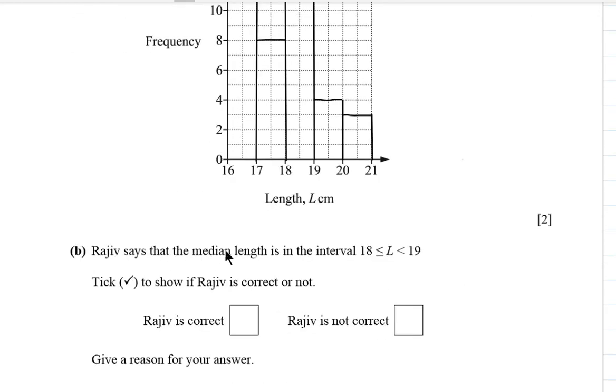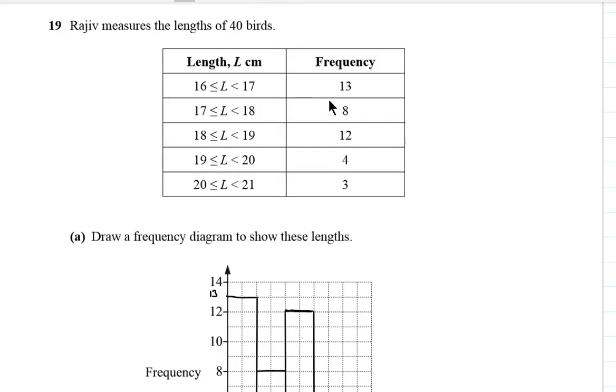B. Rajiv says that the median length is in the interval 18 to less than 19. Tick to show whether Rajiv is correct or not. The question now is how we can get the median group or the median class when we have a frequency table. It's very, very easy. Look please at the total number of birds, which is 40. This is an even number, so we have two medians. 40 over 2 is 20. So we will look at the 20th bird and also the 21st.